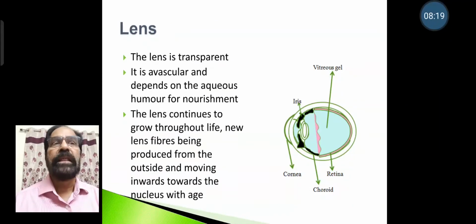Lens. Lens is transparent. It is avascular. It depends on aqueous humor for nourishment. Lens continues to grow throughout life. New lens fibers are formed from outside, moving inwards towards the nucleus with age.